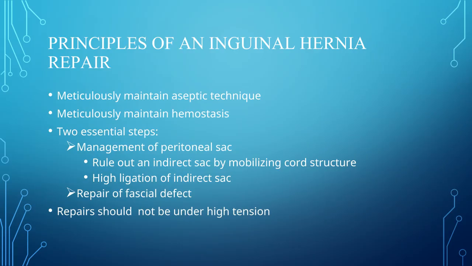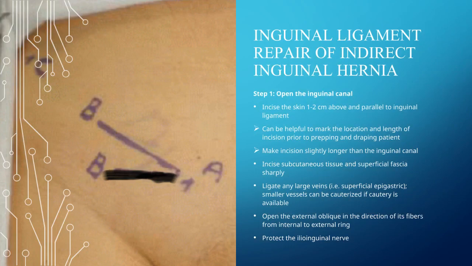The aim is a tension-free repair, which may be achieved with mesh. The principle is to reapproximate strong tissues to provide a durable barrier. Excessive tension leads to pain and recurrence. Let's begin the step-by-step breakdown. Step 1. Open the inguinal canal.